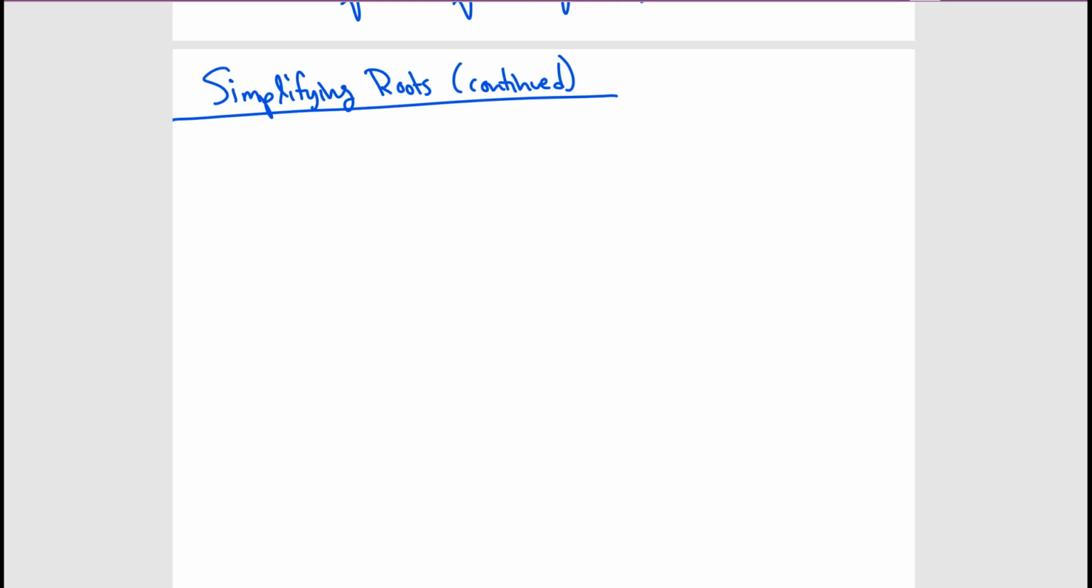So let's continue simplifying roots. In the previous video, we were able to take the square root of just the basic numbers, like the square root of 49, the square root of 144. We even did a couple cube roots as well. Now here we're going to do some problems that maybe cannot be as simple. For example, the square root of 125.